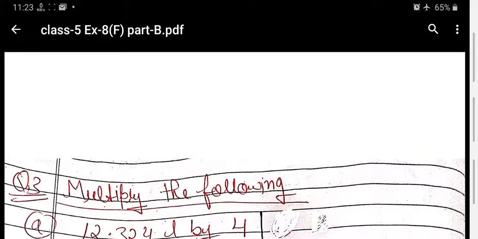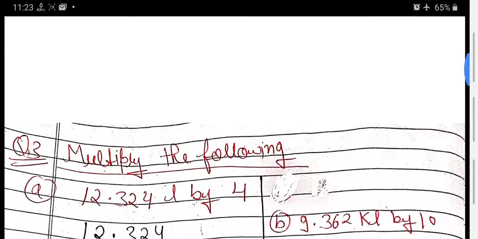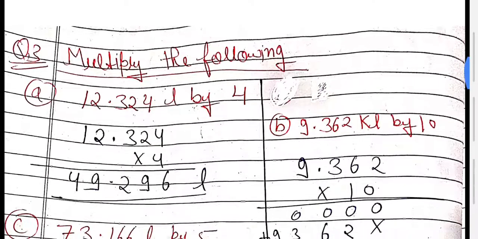In the previous video I completed question number 1 and question number 2 of exercise 8F. Now in this video I am continuing from question number 3. Question number 3 is multiply the following. Multiply means all of you know multiply. So first you write the number here. The number is 12.324 and you have to multiply it by 4.